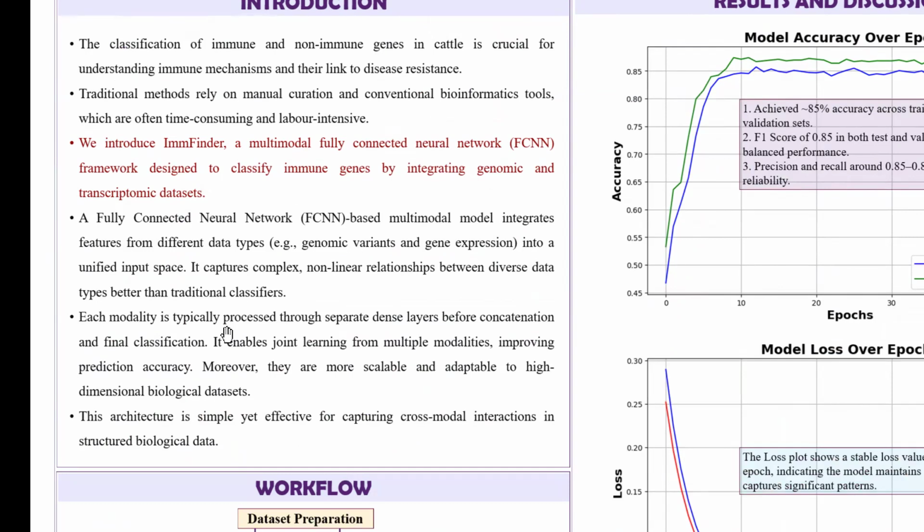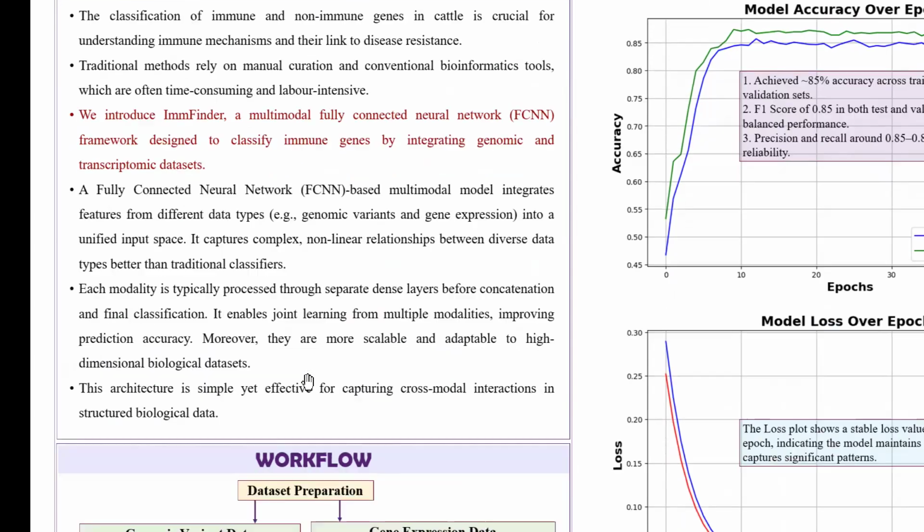The modalities are also called data sets. Each modality is processed through a separate instance, and then we concatenate these two modalities, and finally we do the classification. This is a type of joint learning from multiple modalities. Compared to traditional models, this type of model is very effective for capturing cross-modal interaction in biological data and also improves the accuracy of the model.